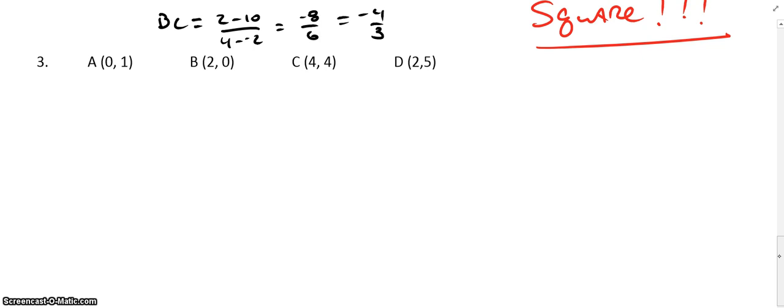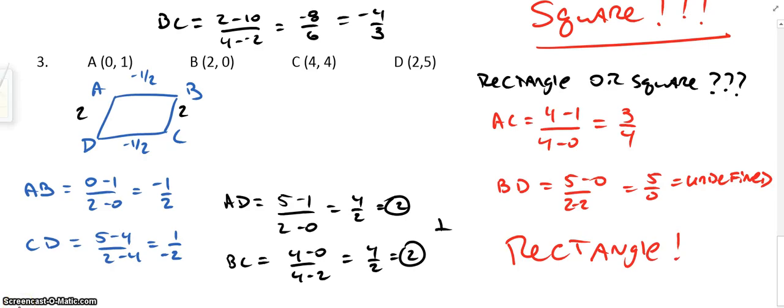What I want you to do is pause the video, try the next one, and then we'll check our answers. If you got a rectangle, then you are correct. When you test the slopes, we get negative 1/2 and 2, so they're not parallel. However, they are perpendicular because they're opposite reciprocals. So we're deciding between a rectangle and a square.